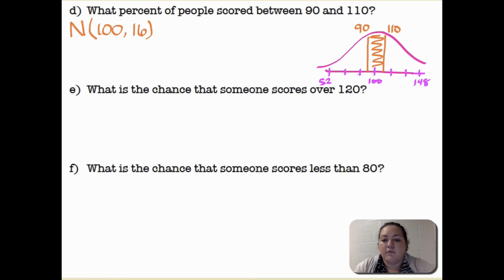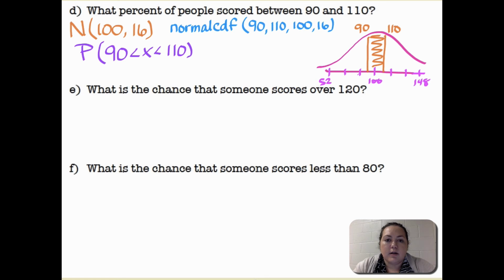So I shaded that, I filled it in, and I'm going to find the probability that x is between 90 and 110. So in your calculator, you would go to normal CDF, so second distributions, normal CDF. And I would do 90 as my lower bound, 110 as my upper bound, 100 as my mean, and 16 as my standard deviation. And I would get 0.4680. So 46.8% of people scored between a 90 and a 110.